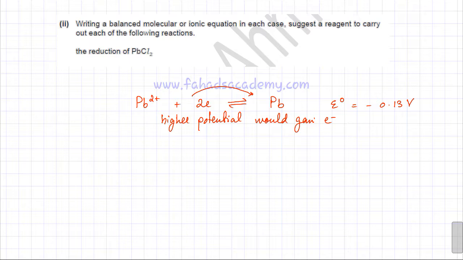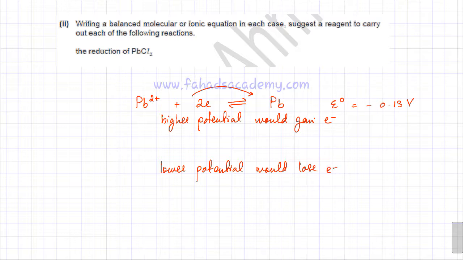So what I'm looking for is my other reagent to be something that has a lower potential compared to minus 0.13 volts, because I know that higher potentials gain electrons, and I want lead 2+ ions to get reduced. I want them to gain electrons. So I want some other thing that should be losing electrons. And so lower potential is the one that would lose electrons. So I'm basically looking for something that has a lower potential. I want an electrode that has a lower potential so that it would lose electrons.